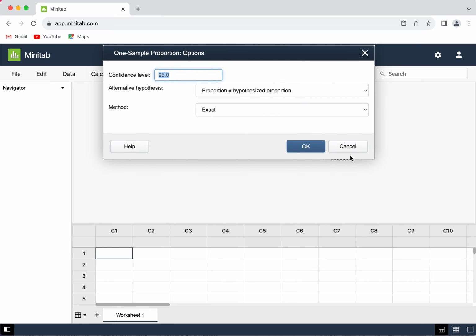Then I click on Options. Again, I'm going to want to enter my confidence level. For this problem, it was 95%, so I can leave that. One thing that you need to do with proportion problems is you need to change the method from exact to normal approximation. And you're going to need to do this every time, and the reason for this is because the way that MyLab works, the answers for normal approximation are going to be the answers that MyLab is looking for.